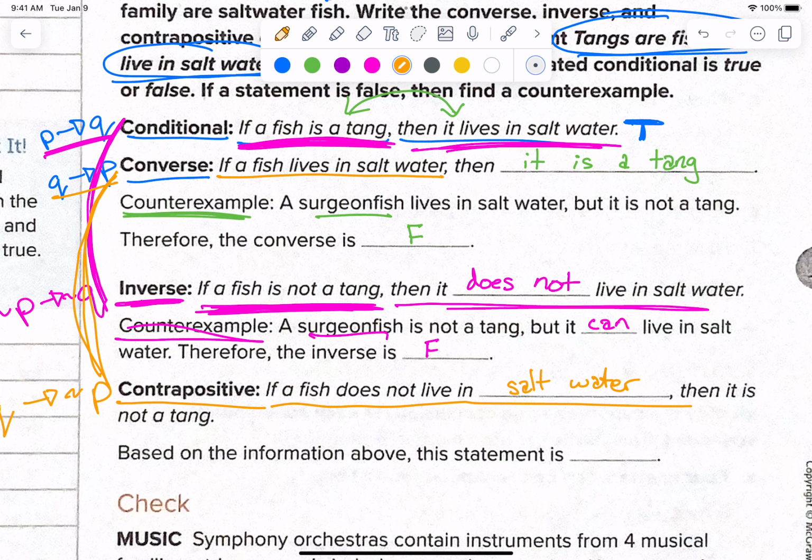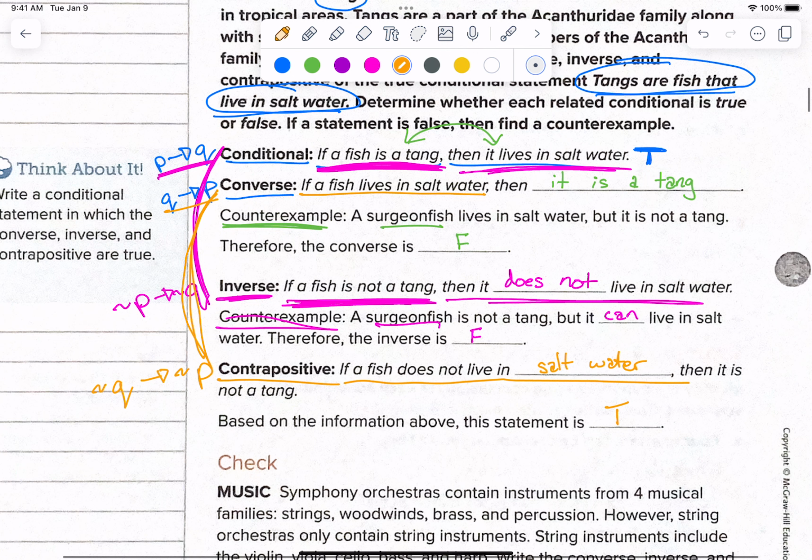So the fish that I have in my hands right here is a fish that does not live in salt water. So am I saying this fish is not a tang? Yeah. True. The fish that I have is not a saltwater fish. Therefore, it can't be a tang because a tang is a saltwater fish. So, true. All right? Got it? That was a lot.